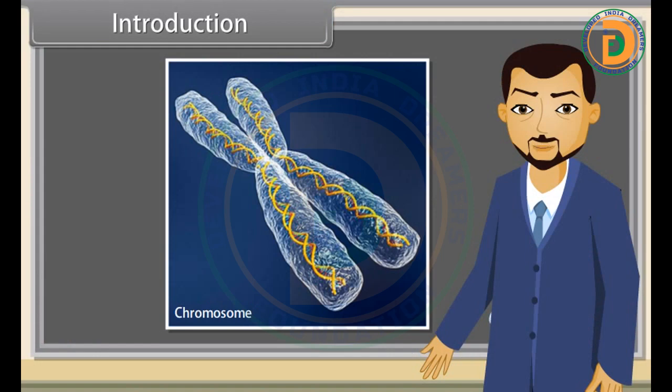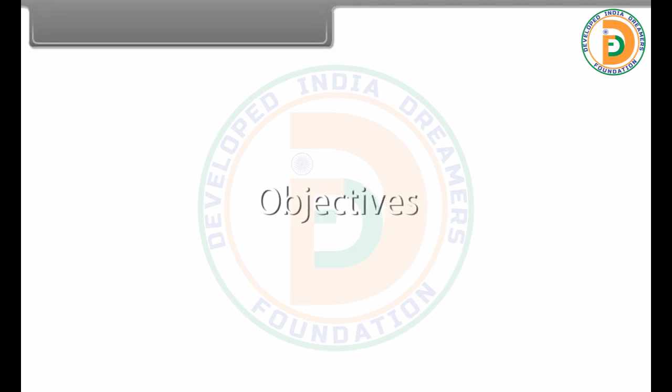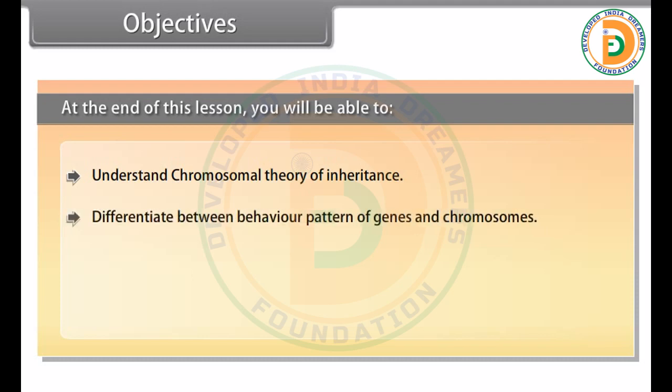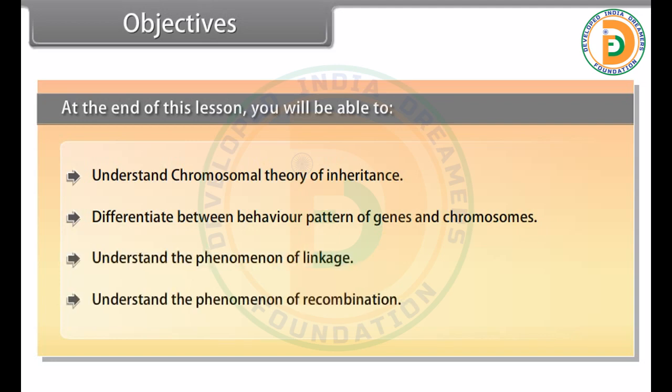We know that genes affect the expression of certain traits. Similarly, chromosomes also affect the inheritance of a character. Objectives. At the end of this lesson, you will be able to understand the chromosomal theory of inheritance, differentiate between the behavior pattern of genes and chromosomes, understand the phenomenon of linkage, and understand the phenomenon of recombination.